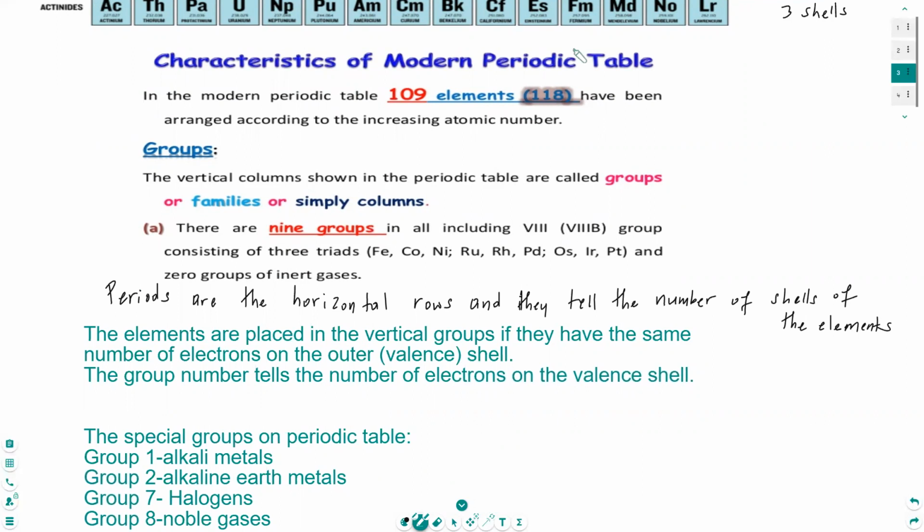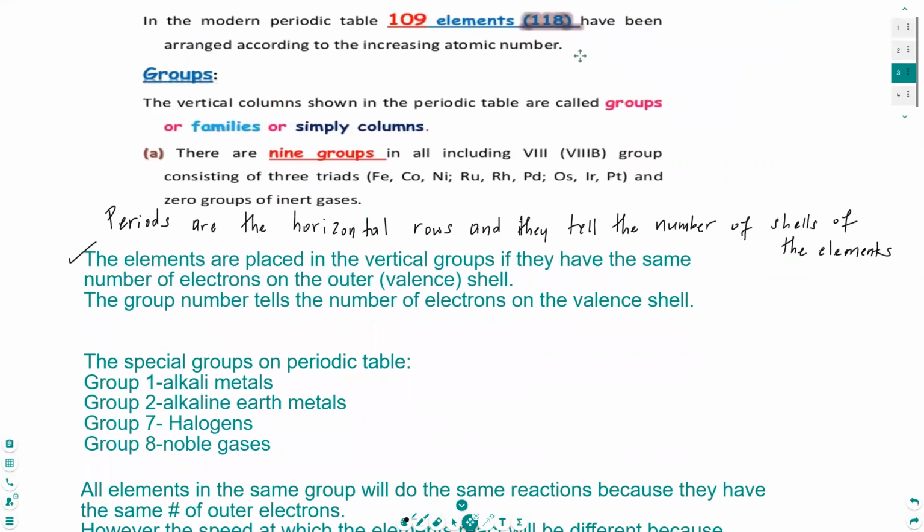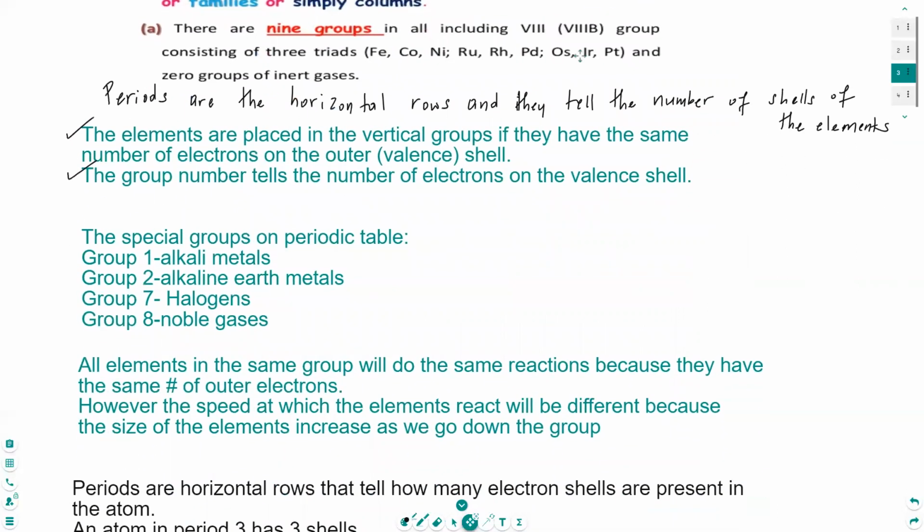Okay, so just to remind you, the elements are placed in vertical groups if they have the same number of electrons on the outer shell, which is also called the valence shell. The group number tells the number of electrons on the valence shell. Okay, so there are some special names you are to know. The elements in group 1 are called the alkali metals. Those in group 2 are called the alkaline earth metals. Those in group 7 are known as the halogens, and those in group 8 are known as the noble gases.